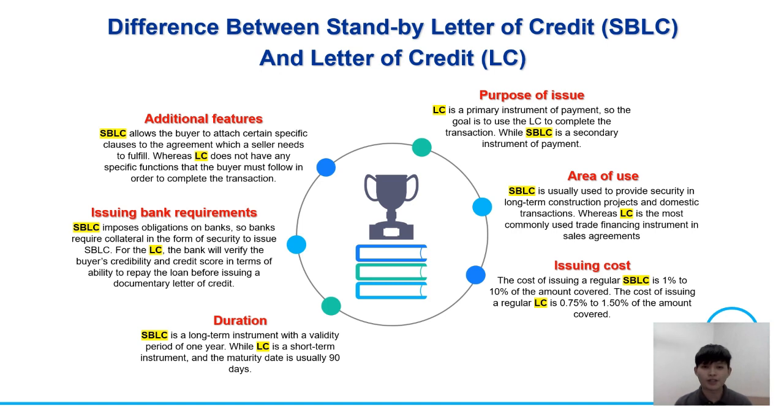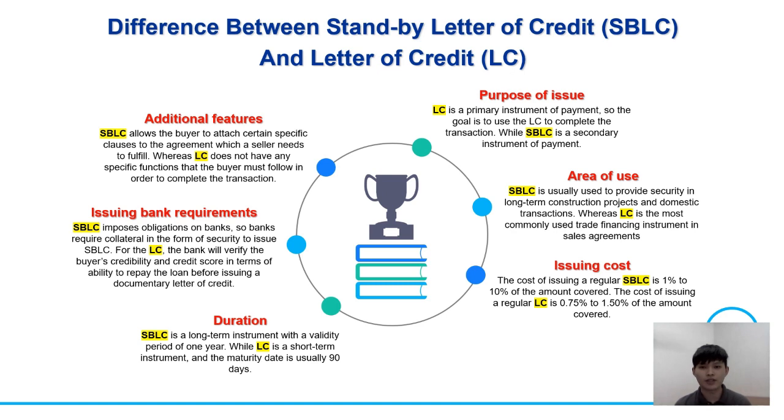Moreover, I will explain the difference between the standby letter of credit (SBLC) and the letter of credit (LC). The first difference is the addition of special features. SBLC allows the buyer to impose some specific clauses to the agreement which a seller needs to fulfill. It can be about the number of goods or packaging requirements, whereas LC does not have any specific function that the buyer must follow in order to complete the transaction.